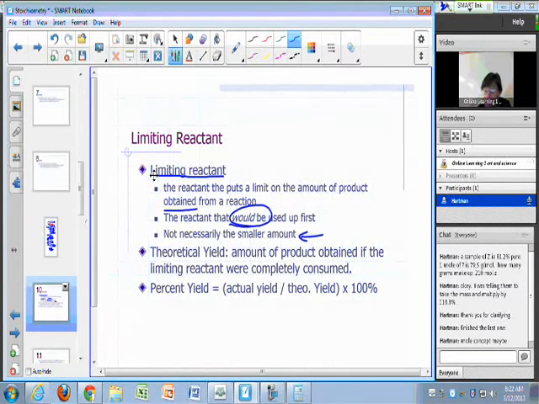Now, the theoretical yield is the limit. What's the maximum amount of product that you can get? That's the amount that you would get if the limiting reactant were actually consumed completely. Like I said, that may not be what you'll get. So the actual yield, the actual amount of product you have, divided by your theoretical yield, multiplied by 100%, gives you what you call your percent yield.